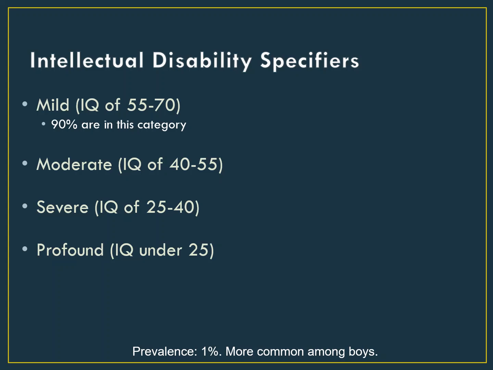Finally, profound intellectual disability includes people with an IQ under 25. They will be unable to master anything but the simplest of tasks and will remain in custodial care for all of their lives. Whereas people with milder and more moderate levels of intellectual disability may be able to live in supportive group homes or perhaps even independently. The prevalence of intellectual disability is at 1%, and it tends to be more common among boys. This will be a common theme among the developmental disorders, as they tend to be diagnosed more frequently in boys.